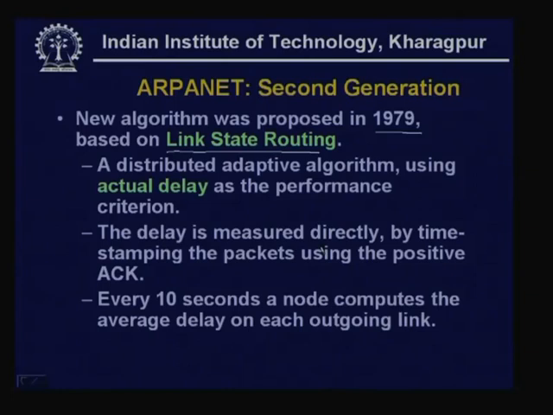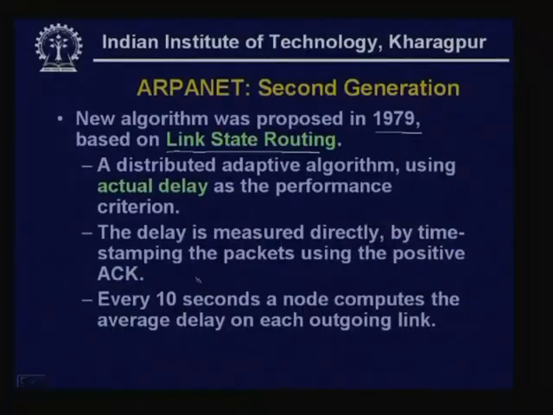So, the delay is measured directly by timestamping the packets using the positive acknowledgement. For example, if a node receives a packet, that incoming time is time stamped, and when it is going out, that time is also time stamped. The difference is added to the transmission time and the propagation time of a packet to get the information about the delay, and that delay is used for the purpose of computation.